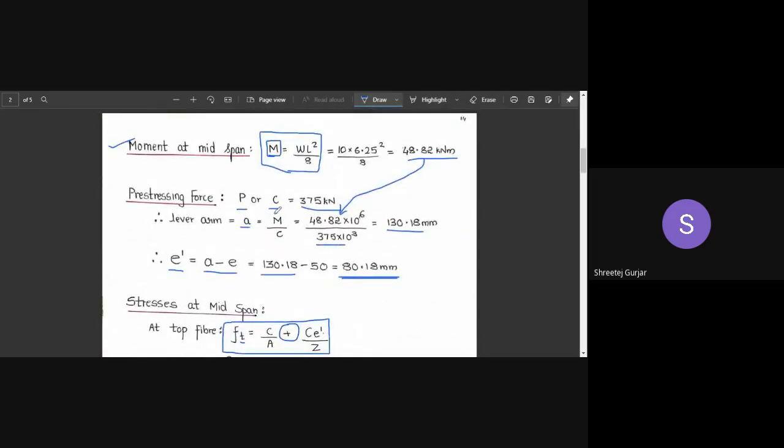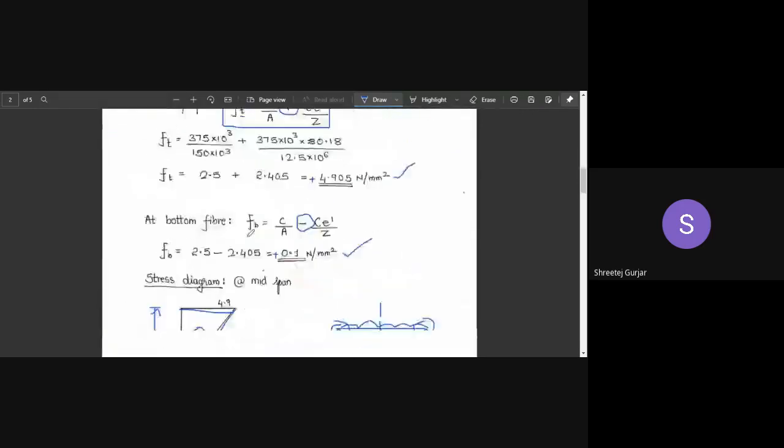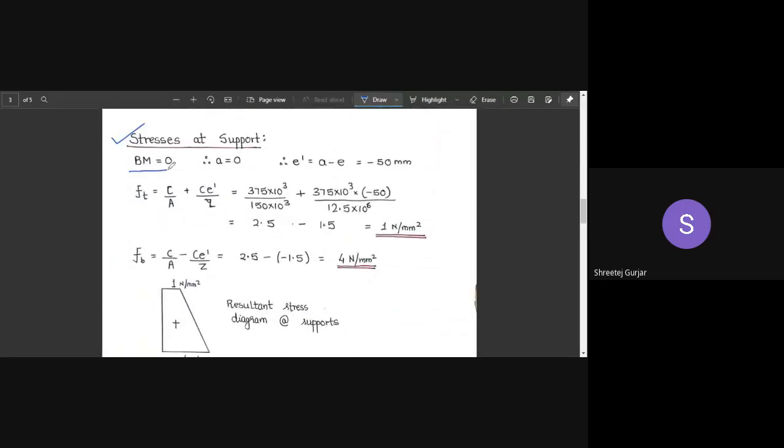So this M will be zero. So this A will be zero because M is zero, right? So your eccentricity will be 0 minus 50, so it is equal to minus 50. That is your E dash value. So bending moment at supports is 0, so A value is 0. Hence your E dash value is equal to minus 50 mm. Wherever you are substituting E dash, you have to substitute minus 50.